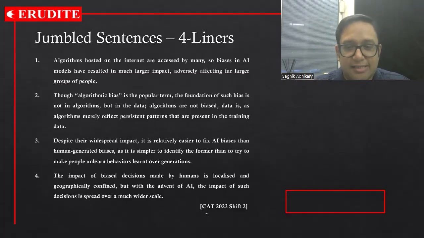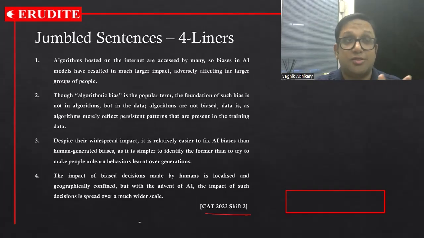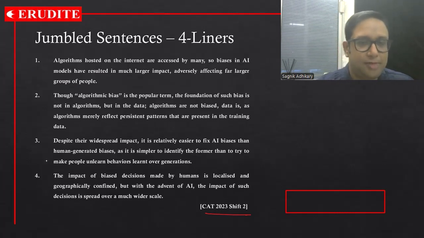We have this from CAT 2023, Shift 2. We are taking only CAT 2023 questions for the 4-liners because surprisingly, CAT 2024 did not feature 4-liners. But in any case, they are always likely to make a comeback.